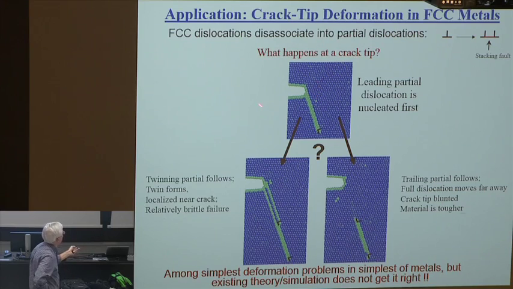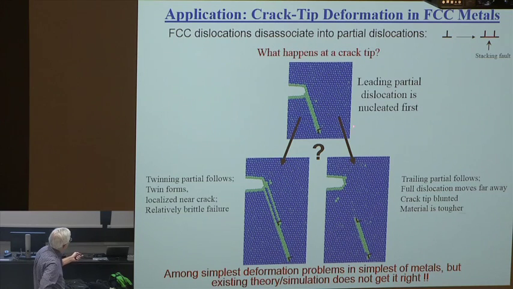And so when you look at a crack tip in an FCC material, you load up the crack, and it emits the first half of the dislocation. Where there's been one plane, there's supposed to be two in aluminum, and it leaves behind a stacking fault. Then this dislocation moves a certain distance away, but it doesn't move very far. And then if you keep loading up further, the question is what happens?